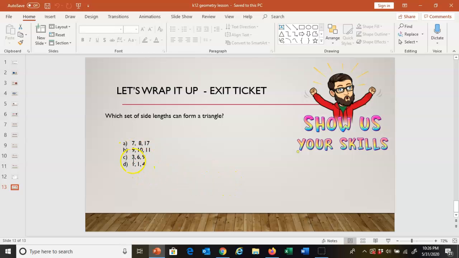Let's just look at them. 3 and 6, that adds up to exactly 9. So this is one of those straight line triangles. And last one, 1, 1, and 4. 1 plus 1 is 2. That's not bigger than 4. So those two side lengths will not be able to reach each other, and we can't make a triangle.